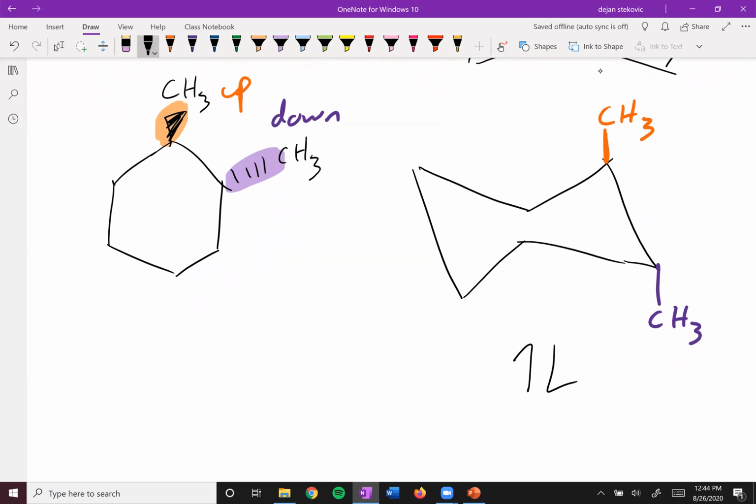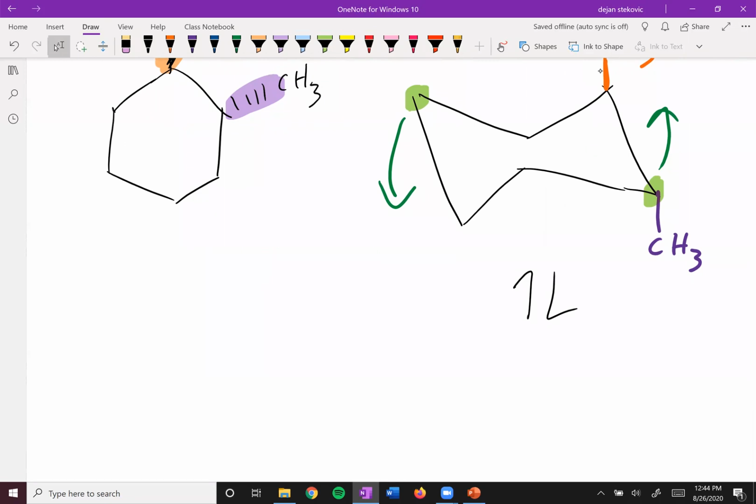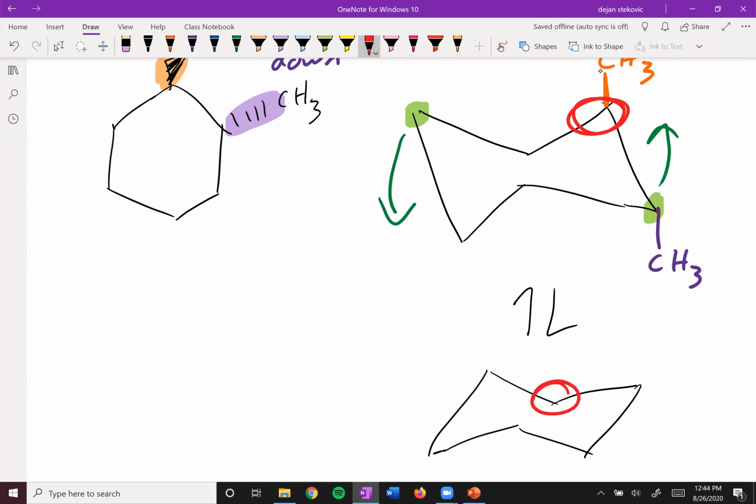So they're both axial in this case. And then, of course, we can do a ring flip here. So this bottom carbon is going to come on up. This carbon over here is going to come on down, and everything's going to be rotated one spot over. And so, right, this carbon over here is now this carbon over here, and this axial methyl group now becomes an equatorial methyl group. And then this carbon over here becomes this carbon over here, and this axial methyl group now becomes an equatorial methyl group.